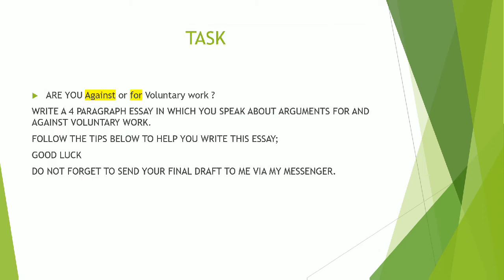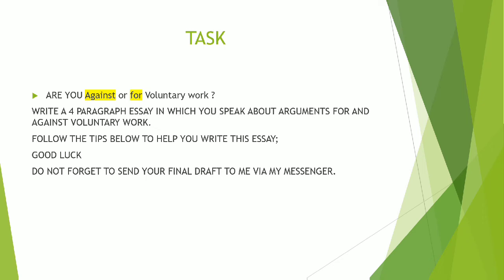Now this is your task. Are you against or for voluntary work? Remember, citizenship. Yes, good. You write a 4-paragraph essay in which you speak about arguments for and against voluntary work.